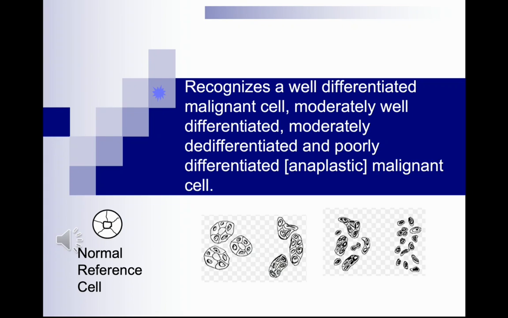When a biopsy report comes back and tells you that a cell is malignant, the report will also tell you how closely that malignant cell resembles the cell it was supposed to be. We are going to talk about what it means to be well-differentiated malignant cells, moderately well-differentiated, moderately dedifferentiated, and poorly differentiated or anaplastic. And it depends on how the cell looks. How closely does the malignant cell resemble the cell it was supposed to be? If you notice on this slide, the normal reference cell, the first group of cells looks a lot like the cell it was supposed to be. The last group of cells doesn't look anything like the cell it was supposed to be.